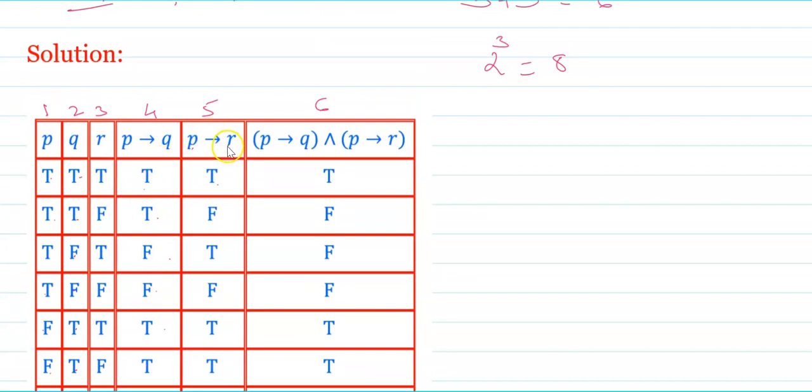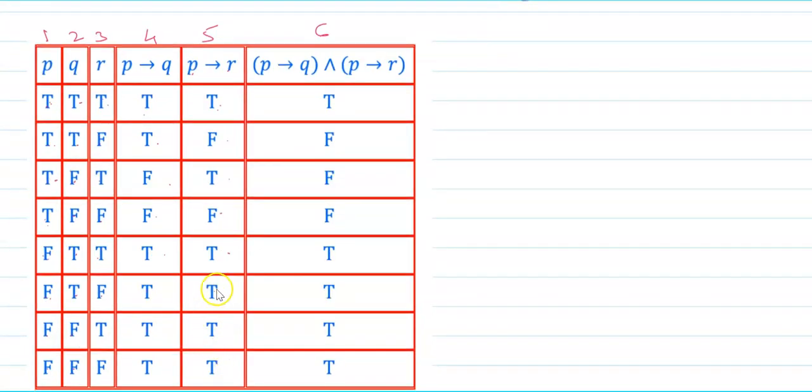Now the next, P implies R, that is the implication between first and third. T implies T, it is true. T implies F, it is F. T implies T, it is true. T implies F, it is F. F implies T, it is true. F implies F, it is true. Okay, both are the same. F implies T, it is a true. Next, F implies F, both of them are the same, therefore it is true.